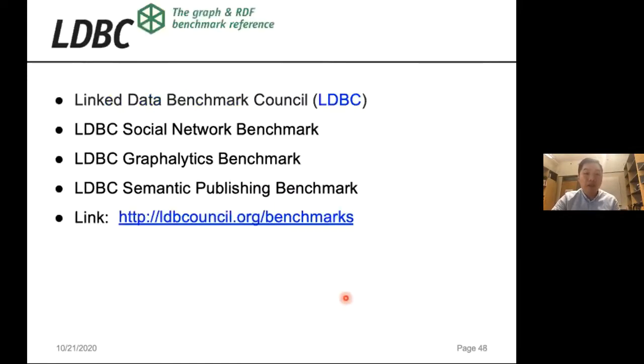So in this field, the LDBC is a pioneer. LDBC is short for Linked Data Benchmark Council, and it has now developed three benchmarks: the LDBC Social Network Benchmark, the LDBC Graphalytics Benchmark, and the LDBC Semantic Publishing Benchmark. And in this talk, we focus on the former two, for the graph databases and for the graph processing systems, respectively.